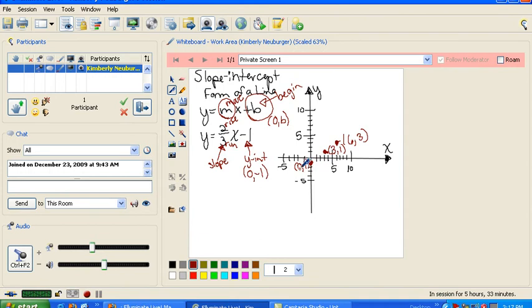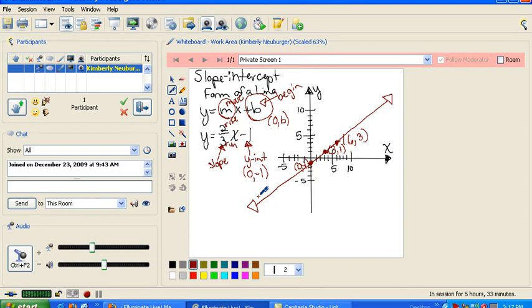Notice that each time, since your run is 3, each of these x values goes up by 3. And notice since your rise is 2, each of the y values goes up by 2. And that will be something that happens also. Now that we have at least 3 points on our graph, we can go ahead and just connect them. And there's your line.